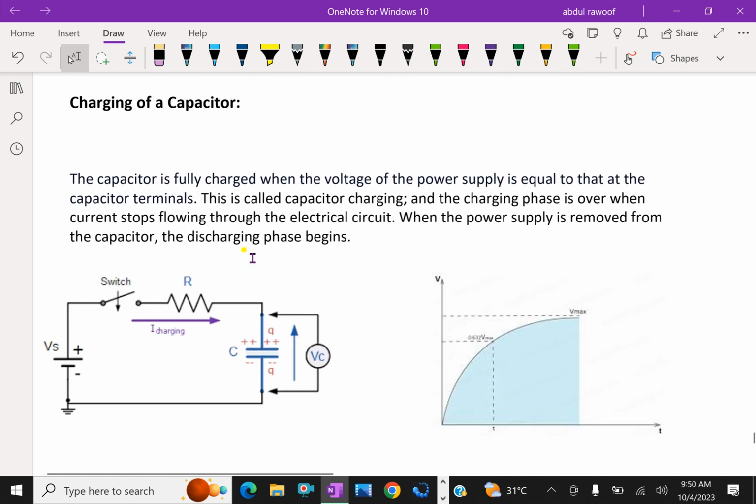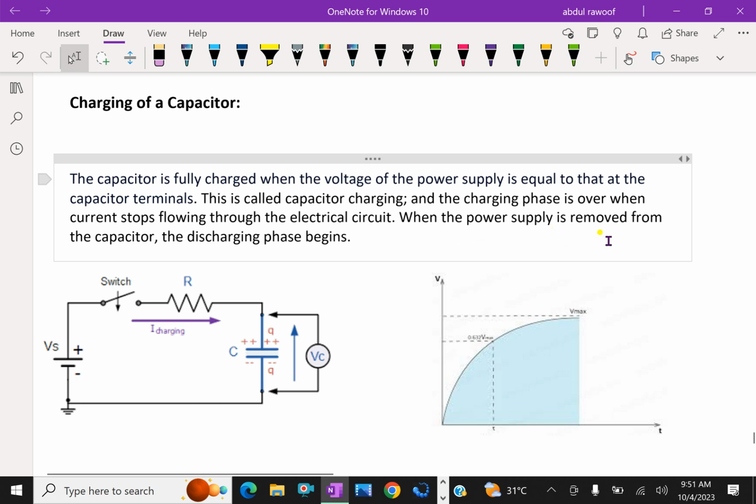What is charging a capacitor? The capacitor is fully charged when the voltage of the power supply is equal to that at the capacitor terminal. That means the power supply voltage is equal to the capacitor voltage, then it's called fully charged. This is called capacitor charging, and the charging phase is over when current stops flowing through the electrical circuit.